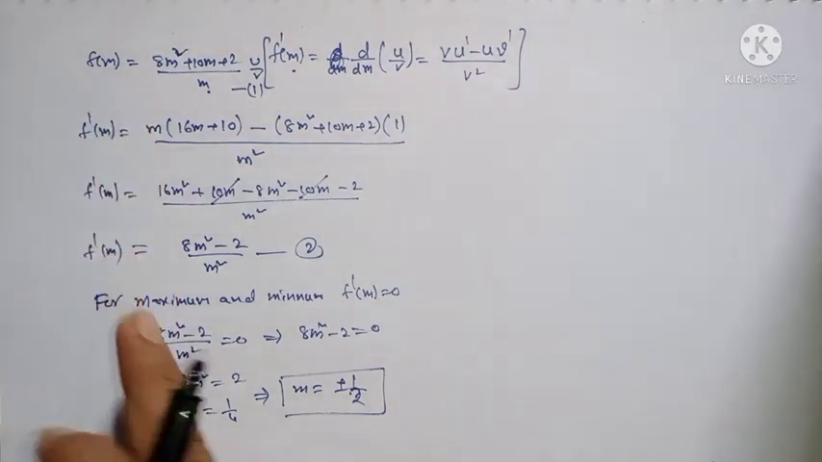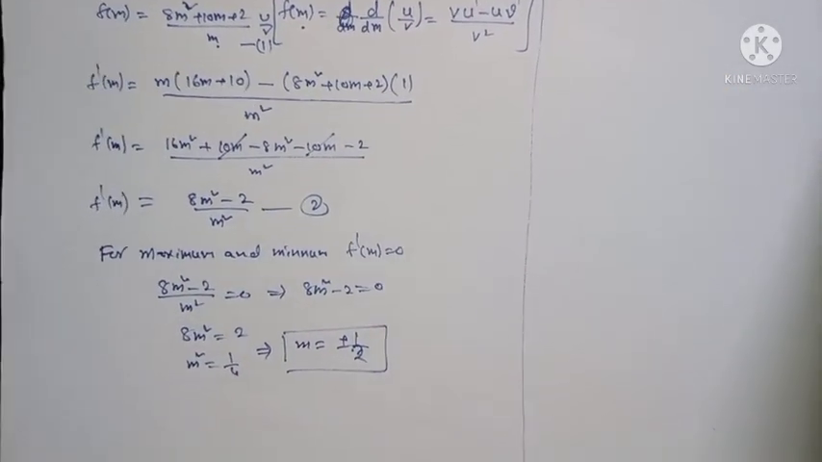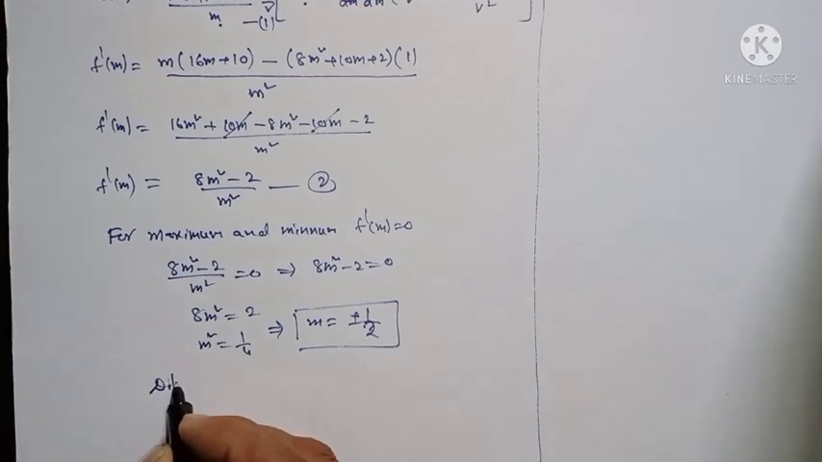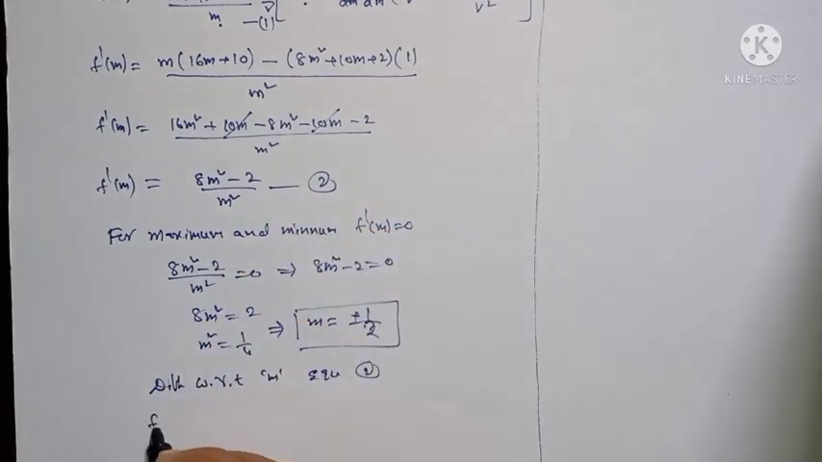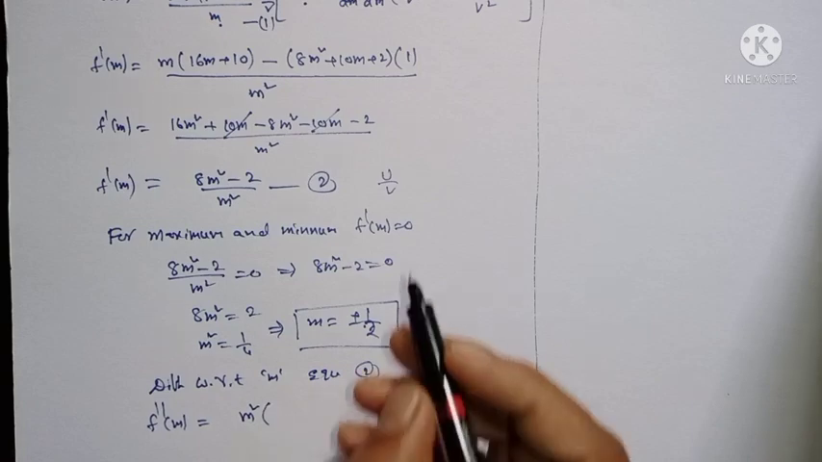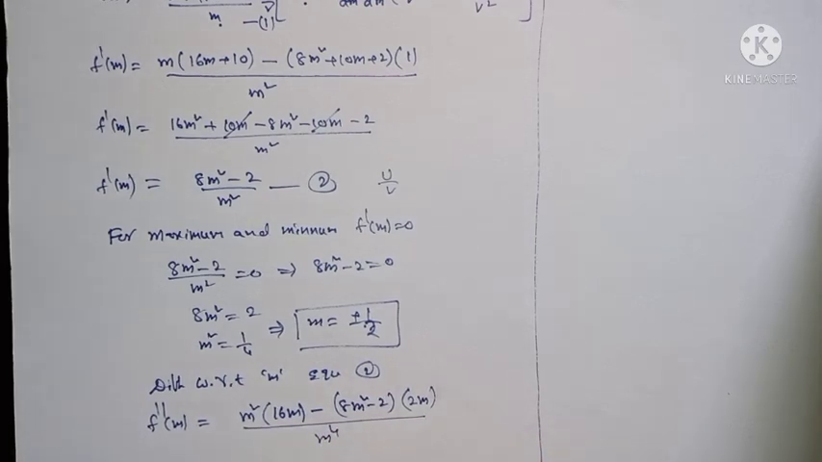Again differentiate with respect to m, equation number 2. f''(m) by the same u by v formula is: m² times u', which is 16m, minus u, which is 8m² − 2, times v', which is 2m, divided by m⁴.